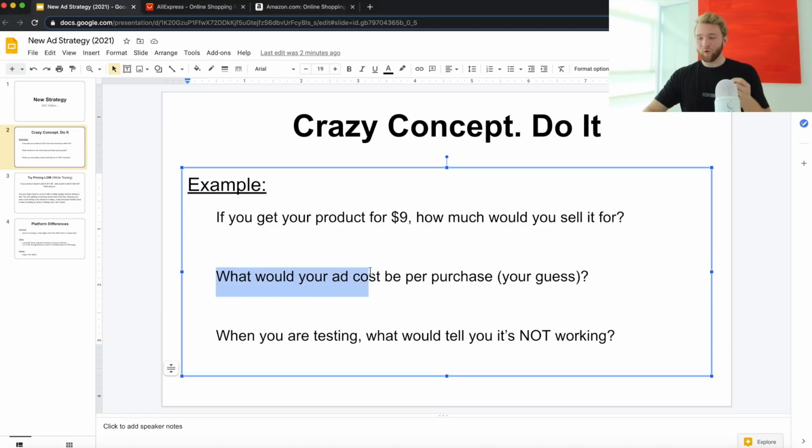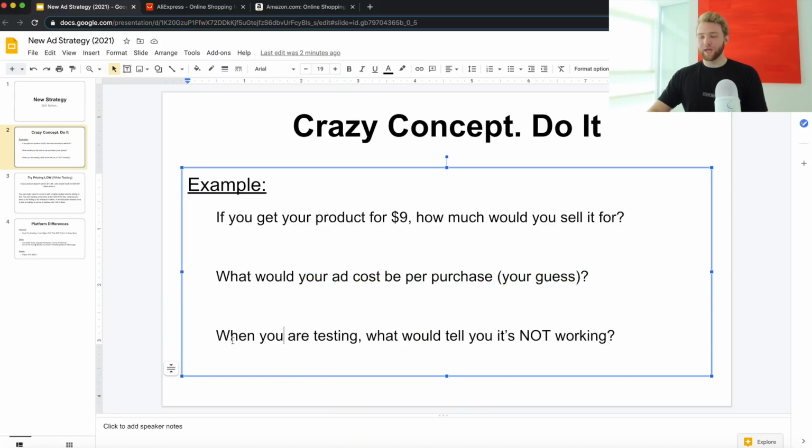Number two, what would your ad cost be per purchase? After you answer this first question, let's say you're getting your product for $9 and you want to sell it for $30. What would your ad cost be? How much would that cost? What would you want it to cost? And number three, when you are testing, what would tell you that something's not working?